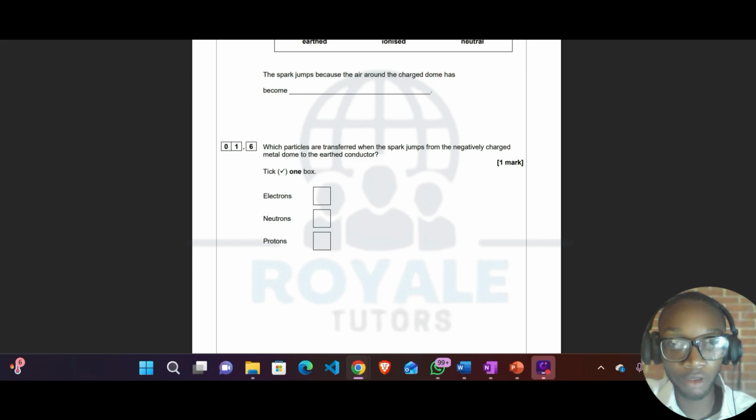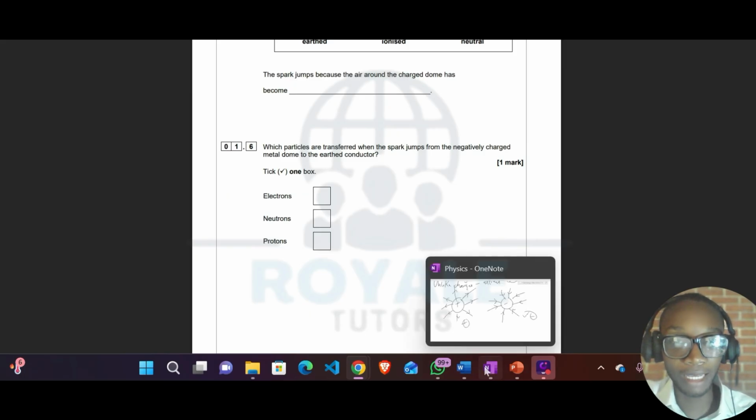Now, which particles are transferred when the spark jumps from the negatively charged metal dome to the earthed conductor? Those are the electrons. Your electrons are your negatively charged particles, while your protons are your positively charged particles. But in an object, your electrons are the only ones that move. So it's either your electron is going somewhere or your electron is remaining. That's really what happens when it comes to particles being transferred.